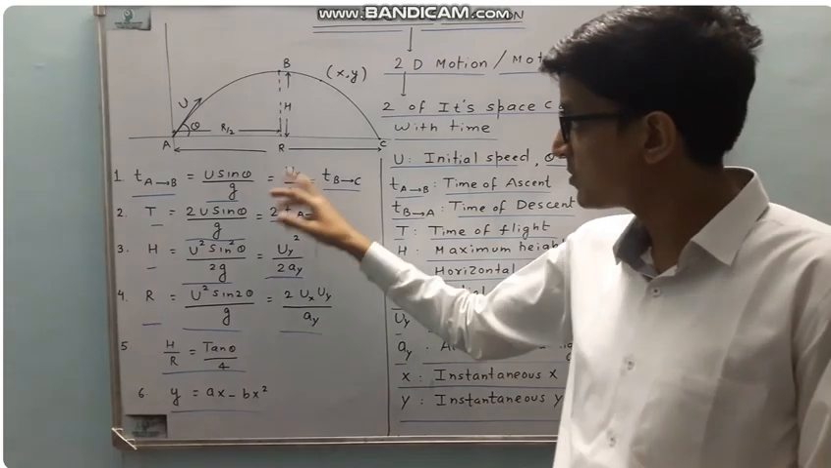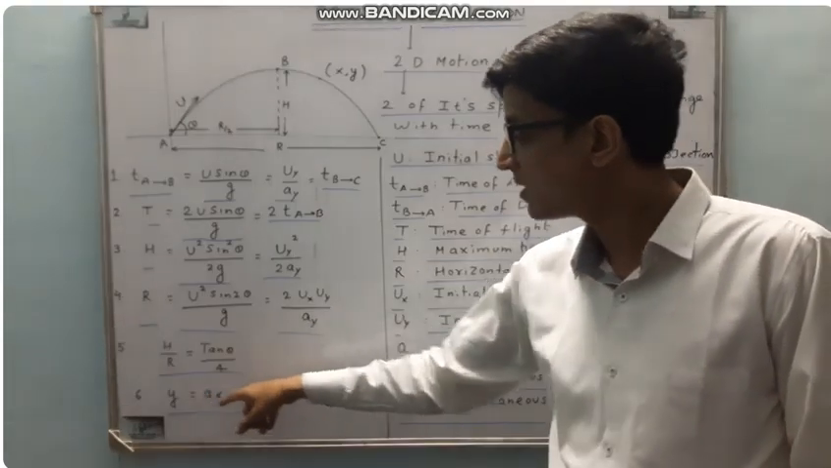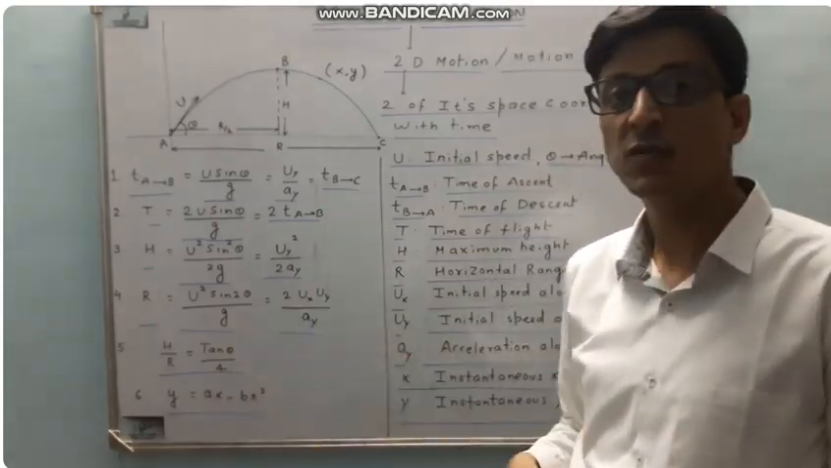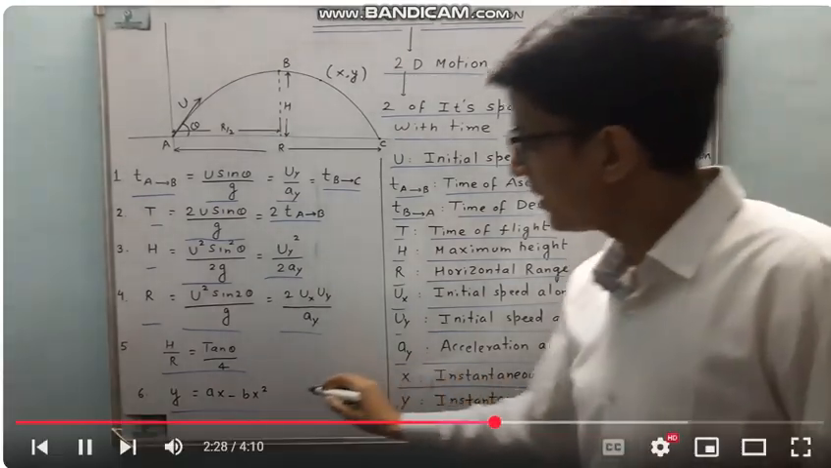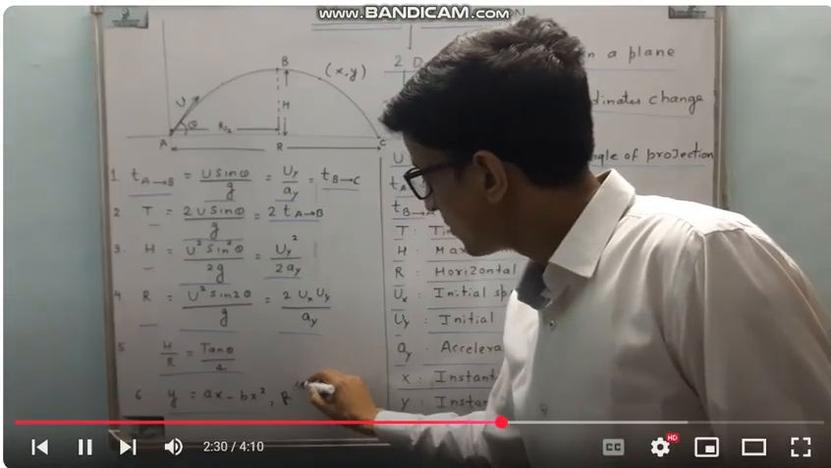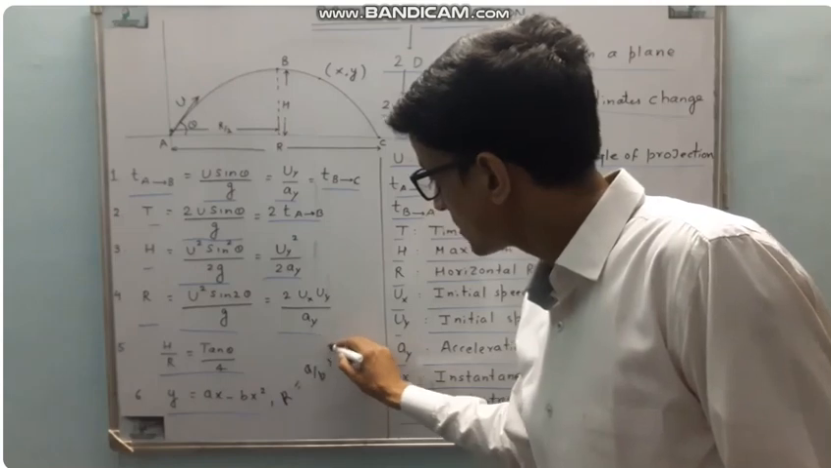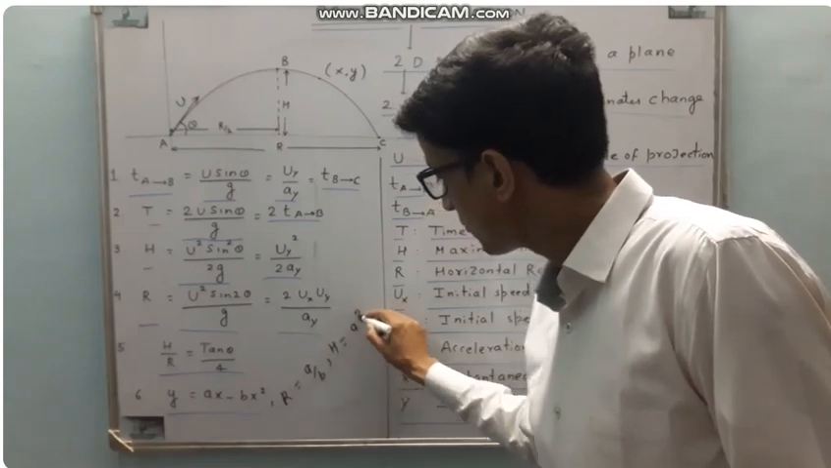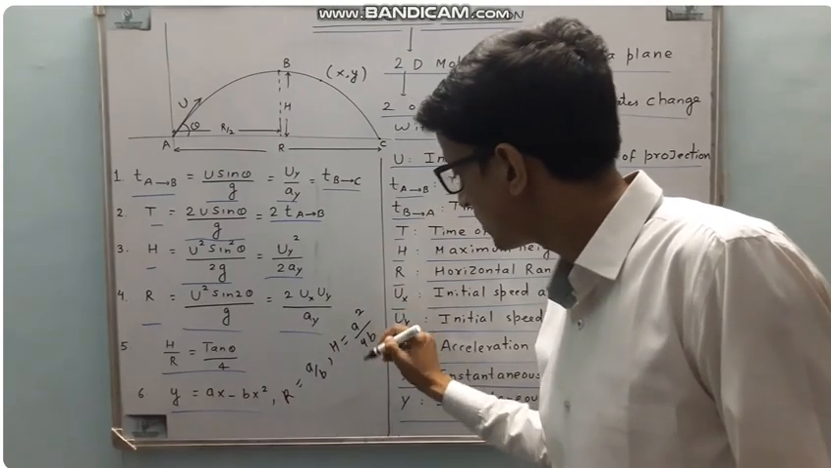The ratio of s by r is tan theta by 4, and the relation between y and x is y is equal to ax minus bx square. Here range is a upon b, and the maximum height is a square by 4. You can verify these by putting the values.